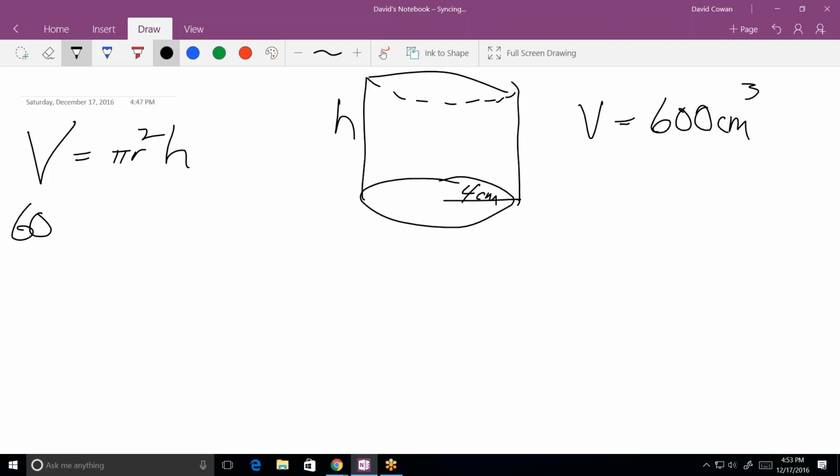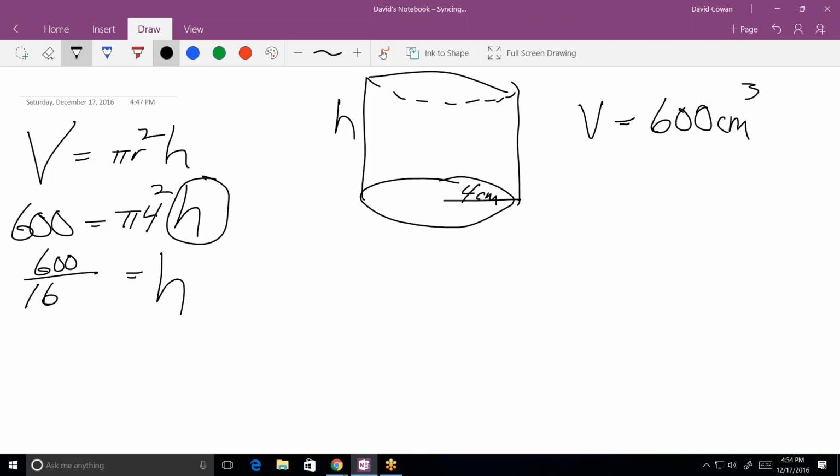In other words, now you substitute 600 for the volume. You substitute the radius of 4 squared. And now the only thing to solve for is h. h is going to be 600 divided by 16 pi. And you could simplify that a little bit. You could certainly cut everything in half. So that'd be 300 over 8, which would be 150 over 4.